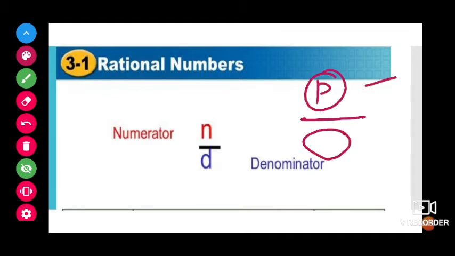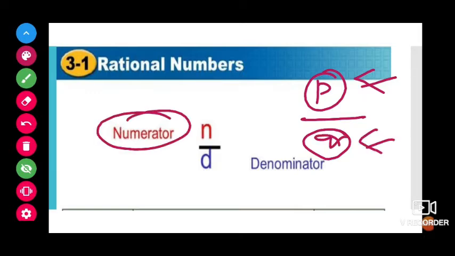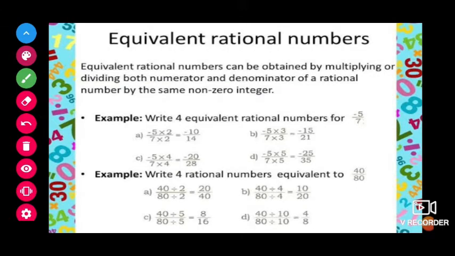So this P is called the numerator and the Q is called the denominator. All these things we already know, children. We learnt them in the fractions chapter. Next one, equivalent rational numbers. Even this concept we also know. What is meant by equivalent rational numbers?